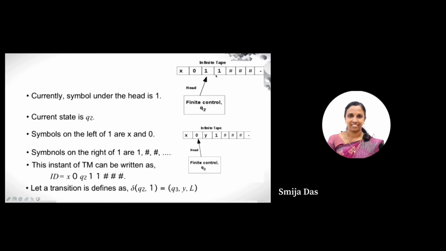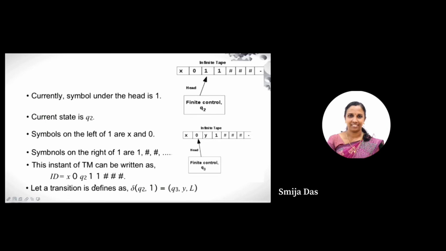This instant of the Turing machine can be written by using instantaneous description, that is ID is equal to X0 q2 1 1 hash hash hash. It means that from the state q2, now it is processing the input symbol 1, and the left of 1 is X and 0, and the right of this 1 is 1 and the remaining blank symbols.